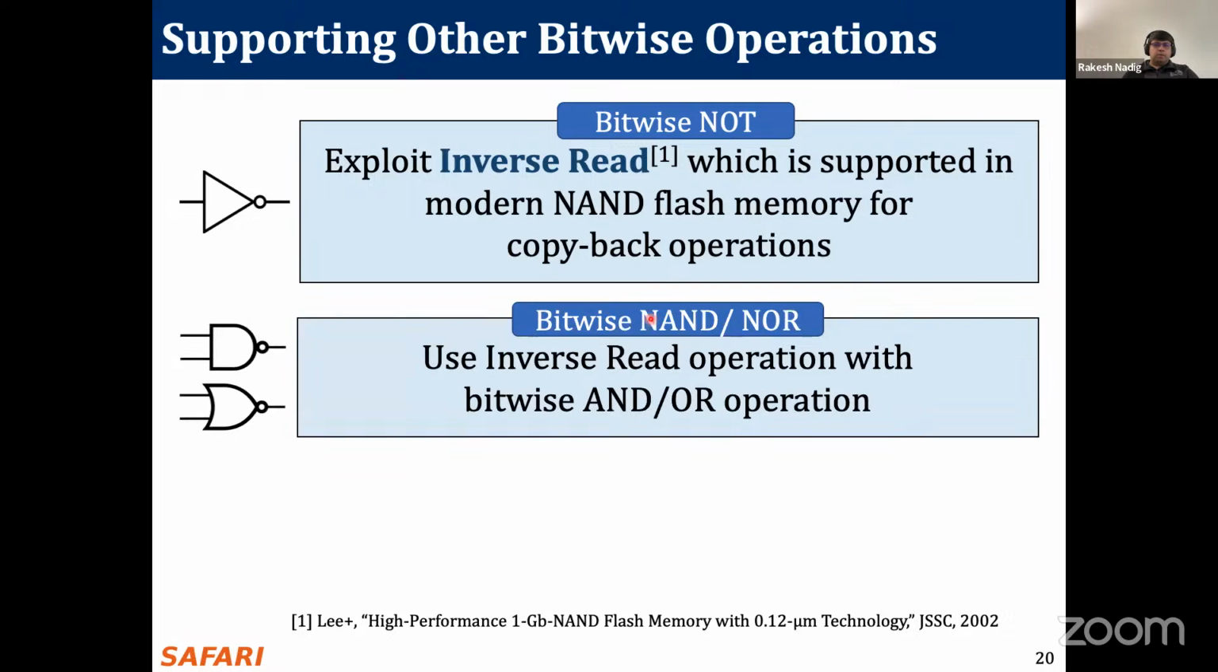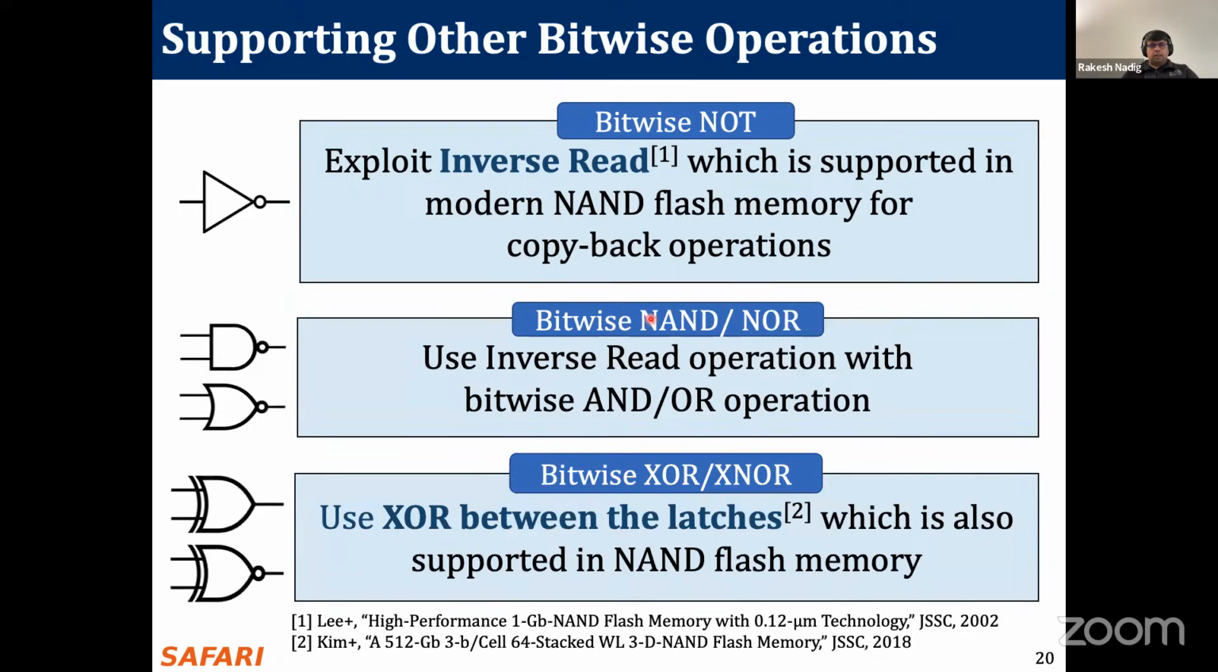Then we can also perform bitwise NAND and NOR by using the inverse read operation and essentially using De Morgan's law with bitwise AND and OR. And there is also bitwise XOR and XNOR supported, because XOR is already supported between the two latches, the sensing and the cache latch, in flash memory. This is how we support different bitwise operations in Flash Cosmos.